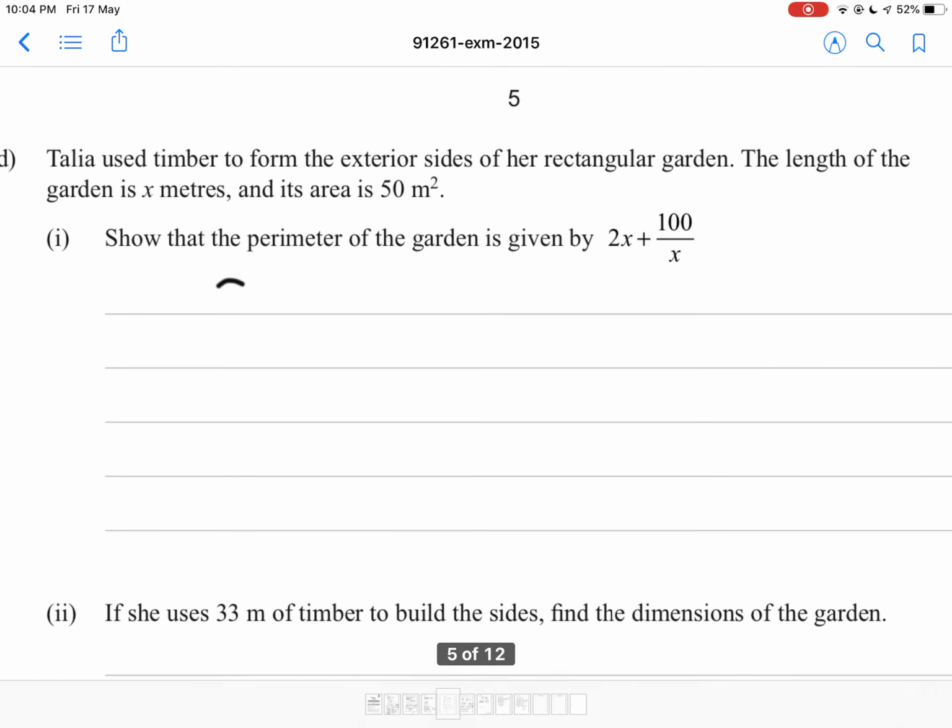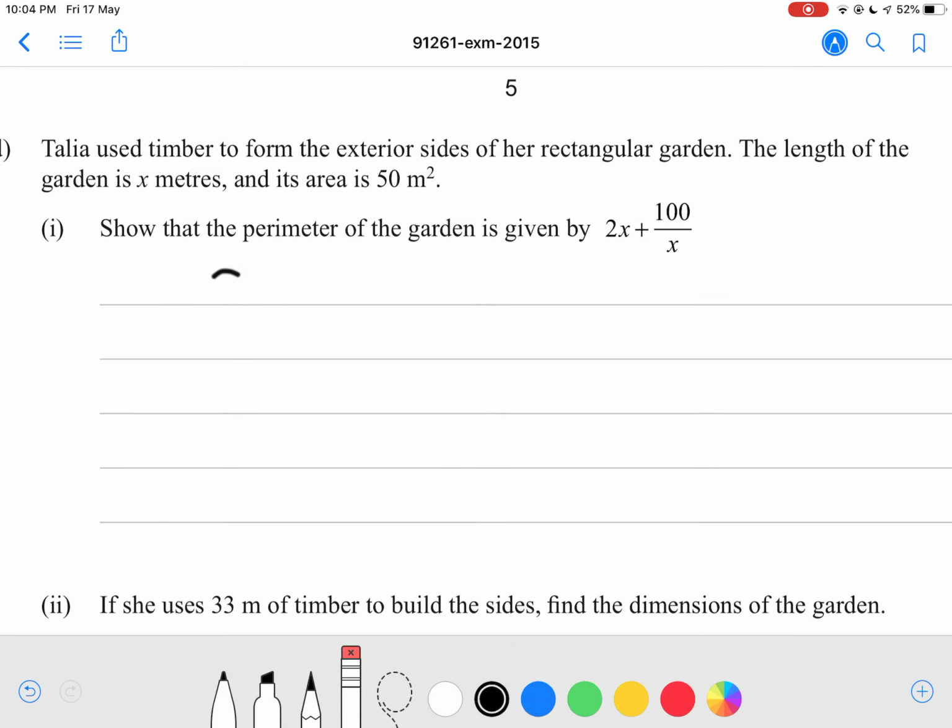Alright, okay. Talia used timber to form the exterior sides of her rectangular garden. The length of the garden is x meters and the area is 50 meters squared. Show that the perimeter of the garden is given by 2x plus 100 divided by x, okay?